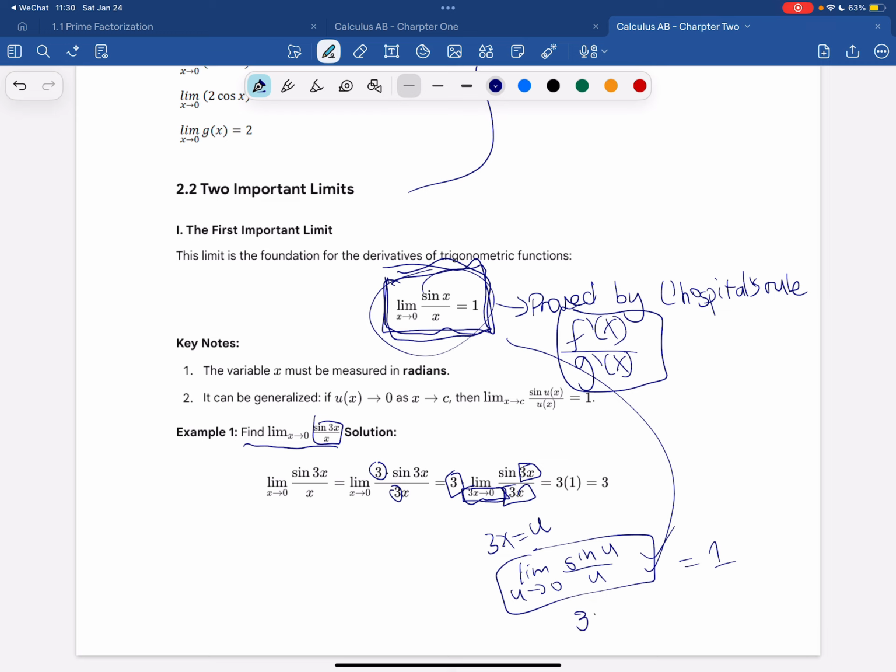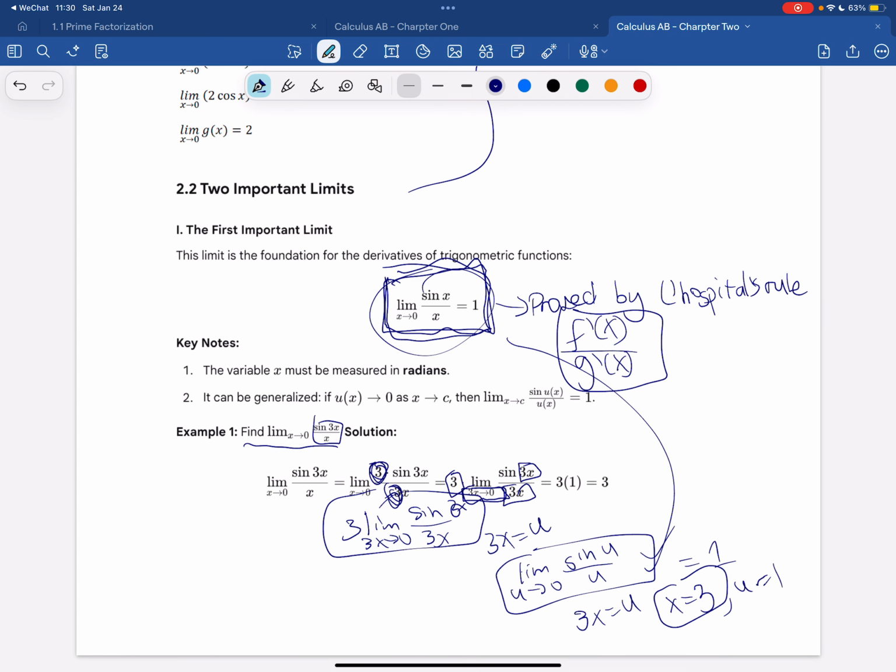So since 3x equals u, the limit equals 3 times 1, right? So the answer is 3. That's why originally we were trying to multiply 3 on both sides, so we can bring that 3 out of the limit function, so we can make 3x approach 0, and then have sin 3x over 3x. So this is the essential idea of what this part actually means here.